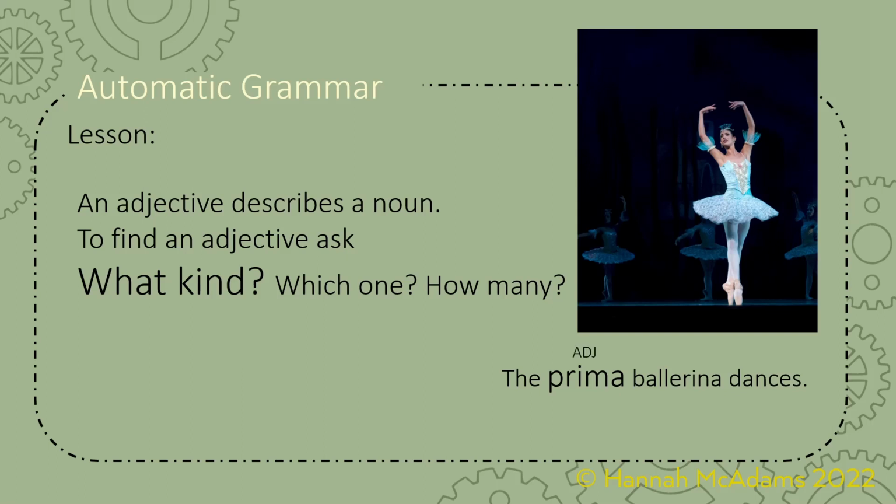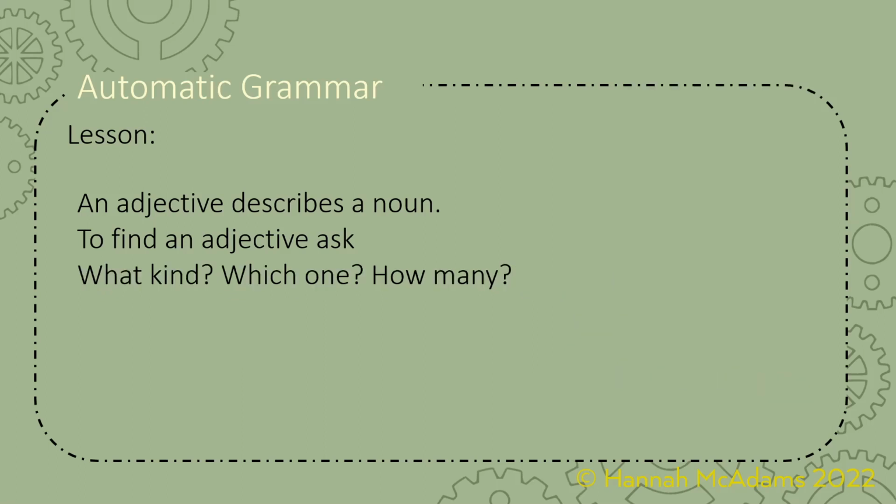I could say, oh, and that's an adjective, so I wrote ADJ for adjective, okay? I could say she's a tall ballerina, okay? Or I could say, and again, that's an adjective, or I could say she's a skillful ballerina, okay? So those words, skillful, tall, and prima, are adjectives that describe ballerina. What kind? Okay.